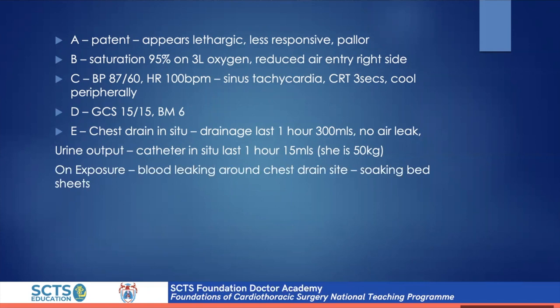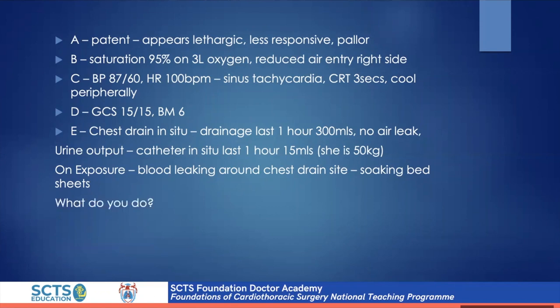Yeah, and what other investigations? How are we going to get a very quick haemoglobin? A venous, well, arterial gas. Yeah, so we can do a venous blood gas to get a very quick haemoglobin as well as a lactate as well. But ideally, we're going to send all the blood tests, aren't we, as well?